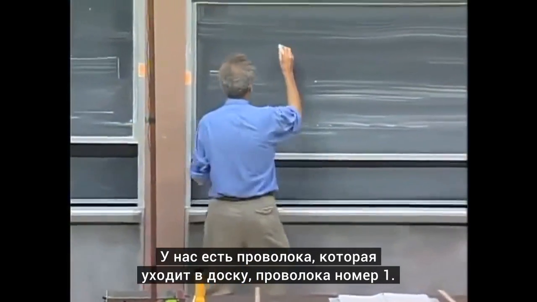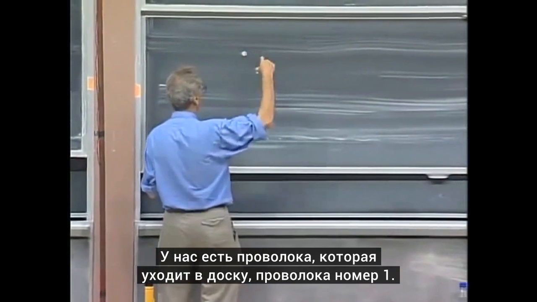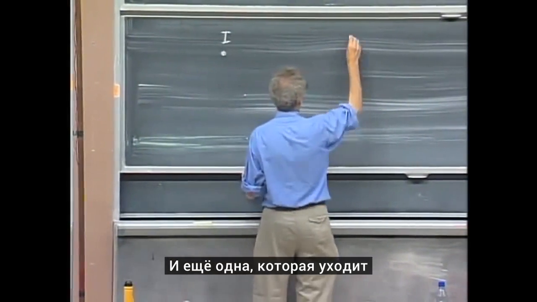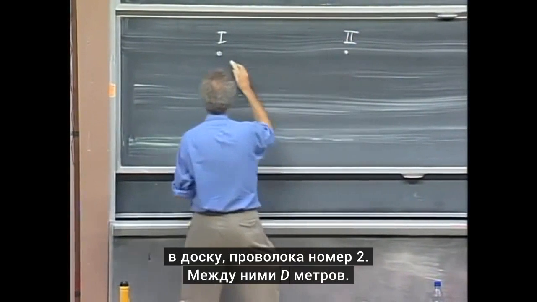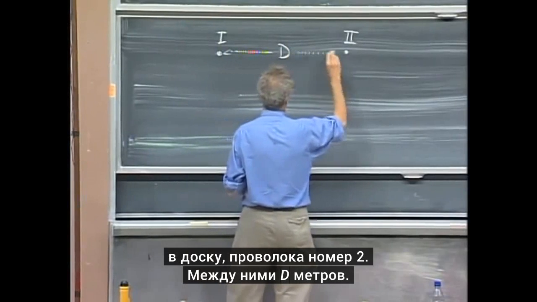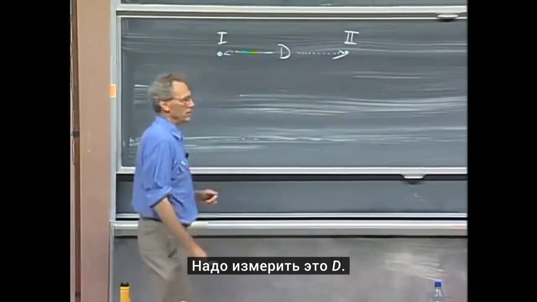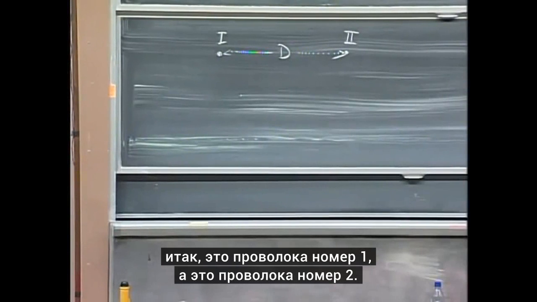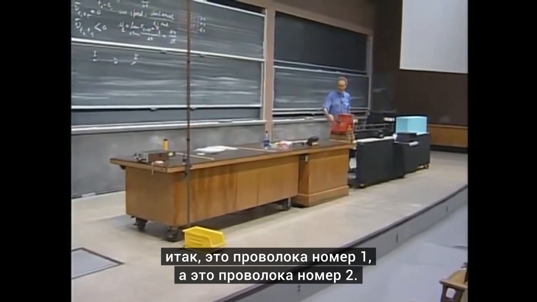We have a wire which goes into the blackboard, wire 1, and we have another wire that goes into the blackboard, wire 2, and the separation is d meters. We have to measure that. The setup is here. So this is wire number 1, and this is wire number 2.